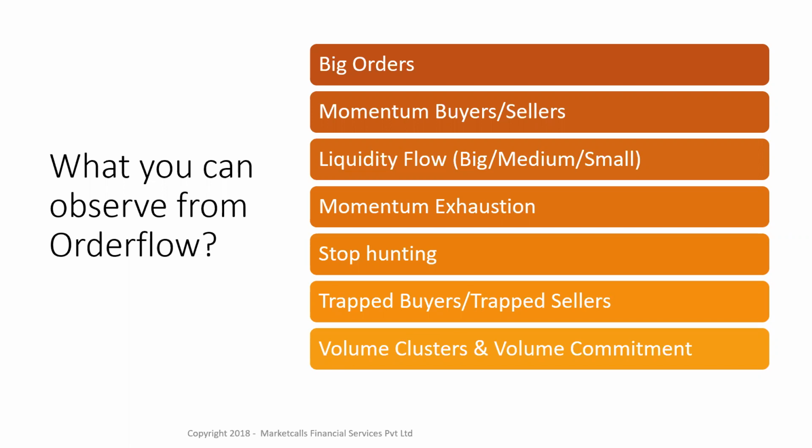So another thing that we can understand here is where exactly momentum exhaustion can happen. By looking into the volume information, which is presented in the form of order flow, one can easily judge where the momentum is coming in, where the momentum exhaustion is happening, where the stop hunting is happening, or how a stop hunting could happen. If you have visualized stop hunting via order flow, definitely the way you look into the markets might differ. Of course, trapped buyers, trapped sellers, volume clusters, volume commitments. These are varieties of things that we can observe from the order flow.